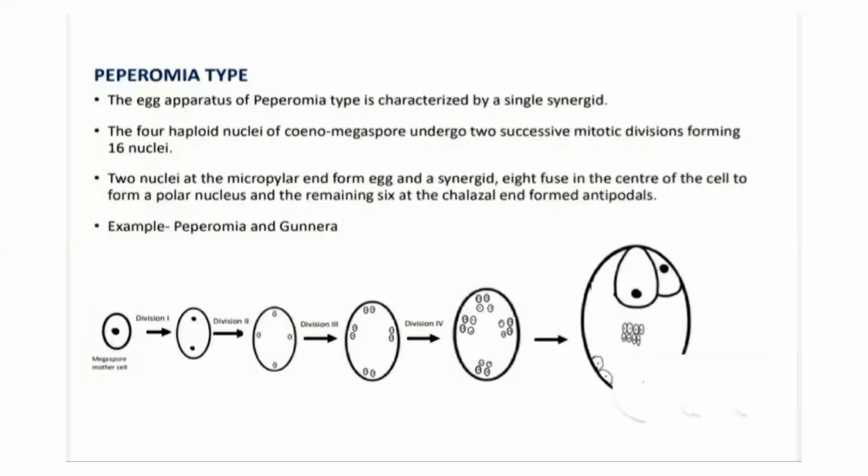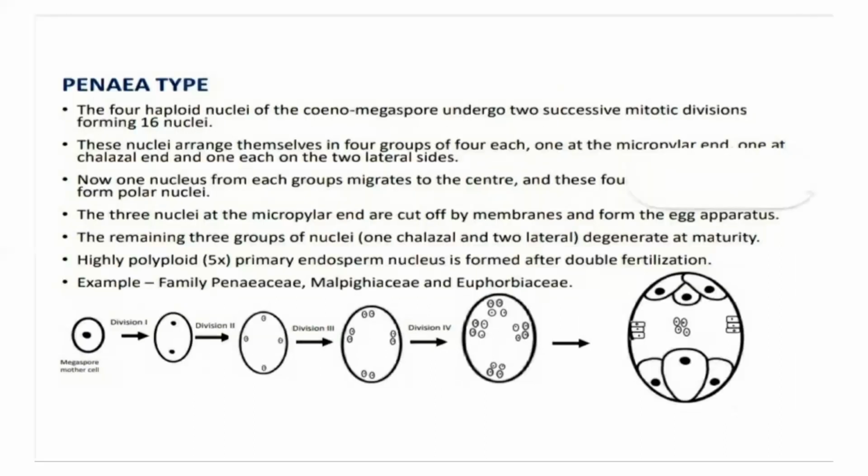In this, 1 nucleus from each group of 4 nuclei moves to the center, where all 4 nuclei fuse to form the tetraploid secondary nucleus. So from each group of 4, 1 cell comes to the center and the 4 nuclei fuse. The 3 nuclei situated at the micropylar end organize into 2 synergids and an egg cell, and 3 nuclei at the chalazal end become cellular and form antipodal cells.